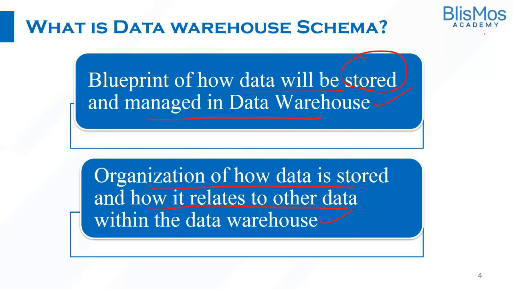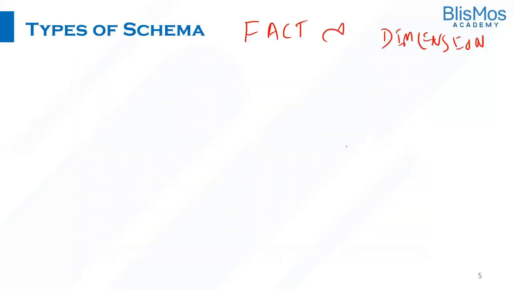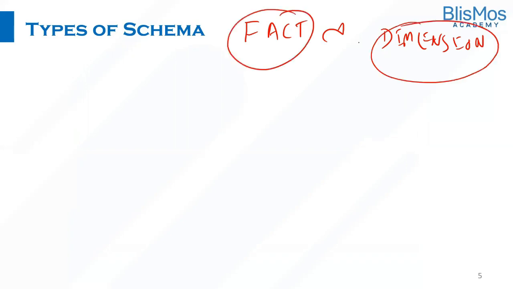If I ask you a fundamental question, how is the data stored in a data warehouse? We already covered that as a part of our previous video. If you recollect, the data is stored as fact and dimension tables in a data warehouse. And what did we understand as a data warehouse schema? It is how the data is stored and how it relates to the other data within the data warehouse. Now that we are saying data is stored in fact and dimension tables, a data warehouse schema is nothing but how the fact and dimension tables are arranged.